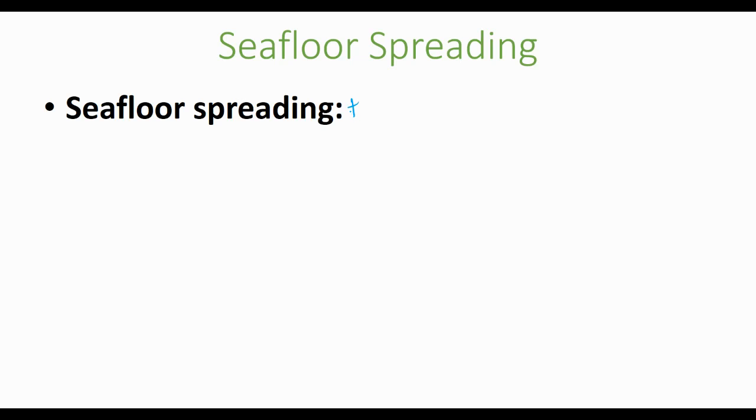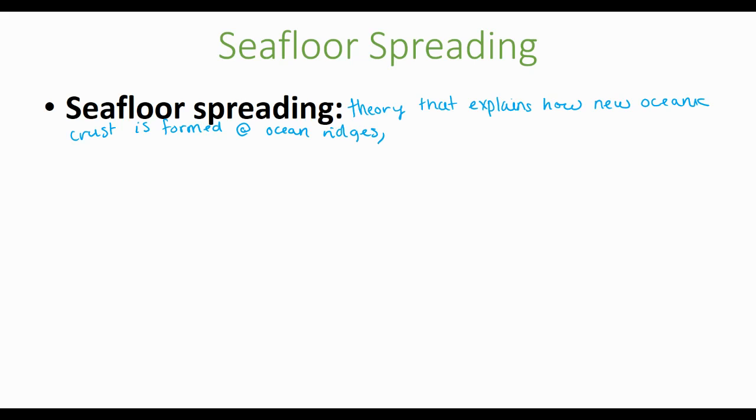Seafloor spreading is the theory that explains how new oceanic crust is formed at ocean ridges and destroyed at deep sea trenches. So that tells us why we don't see older oceanic crust, because it gets destroyed at the deep sea trenches.